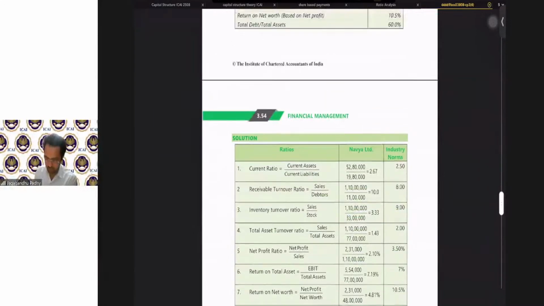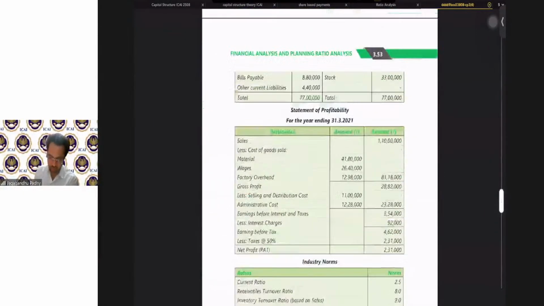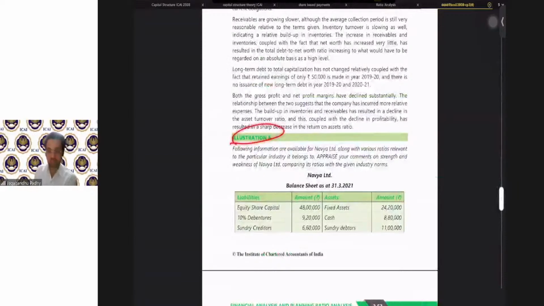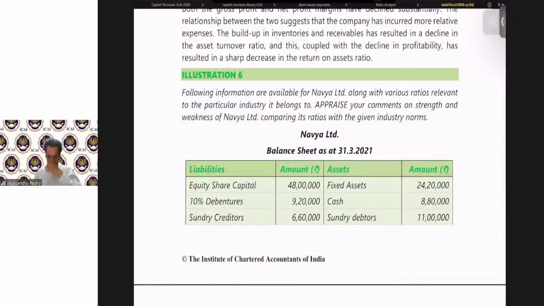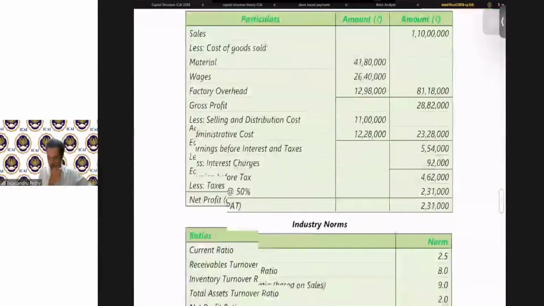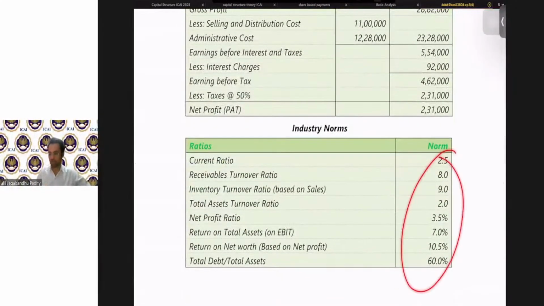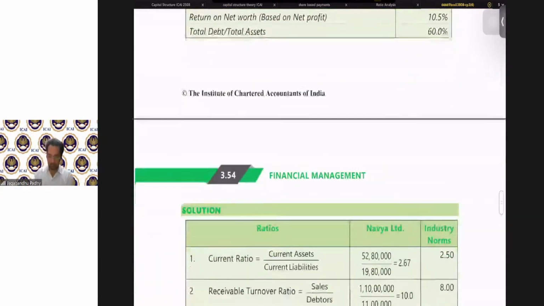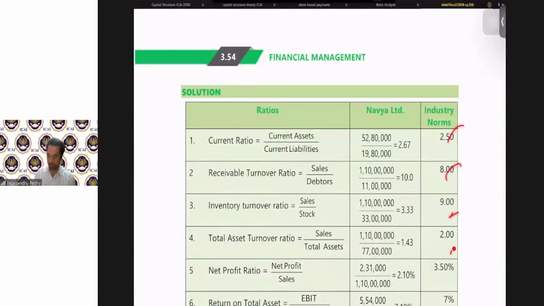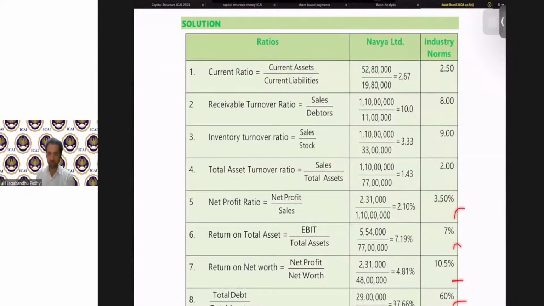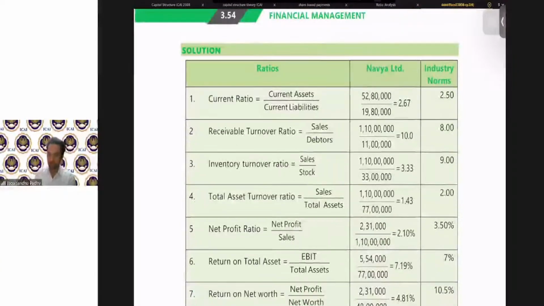Apart from that, there are certain industry norms questions also. For example, in illustration number 6, we have the balance sheet given to us and also the profitability statement, and they have certain industry norms given. You should be clear enough to identify whether our ratio should be higher or lower than the industry norm. The first thing would be to calculate the ratios, and then compare them with the industry norms.